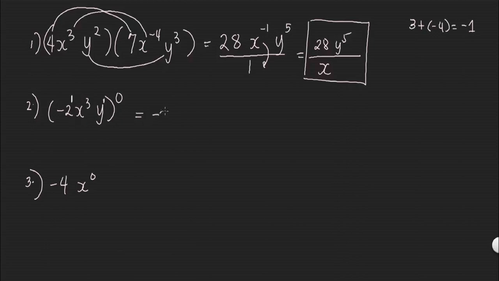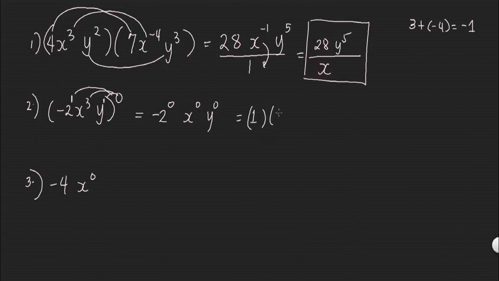So, negative 2, 1 times 0, that is 0, times x, no? X cubed times 0, 3 times 0, that is 0, times y, 1 times 0, that is 0 pa rin. Then we simplify negative 2 raised to 0, anything being raised by 0, that is 1.